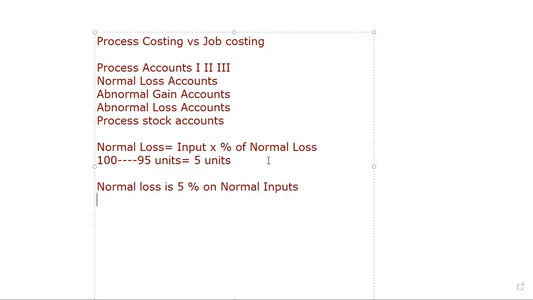You can come to the conclusion that this is 5% of normal input, that is, 5 upon 100 into 100, 5%. Understand? So this is normal loss.